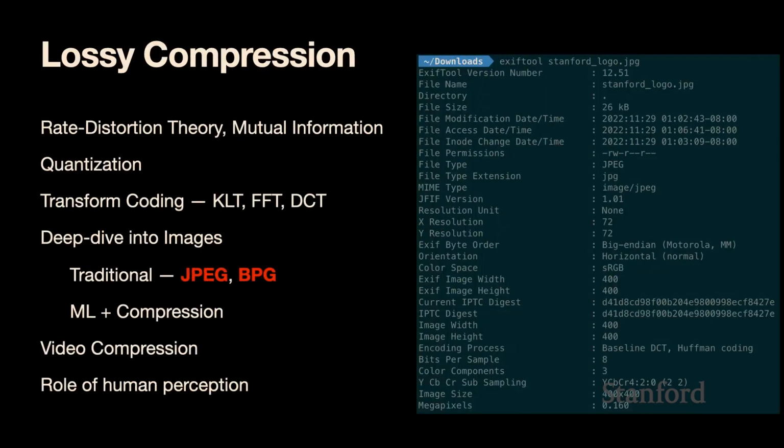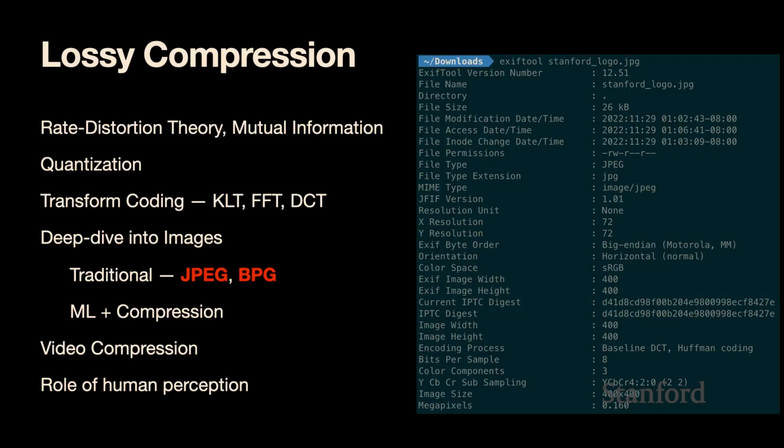And then the second half of the class will be around lossy compression, where, like I've been saying for some time, we'll talk about rate distortion theory and mutual information. We'll talk about quantization. We'll talk about transform coding, all these different transforms. Why do they show up? Why do they matter? And then we'll have basically a very deep dive into images.